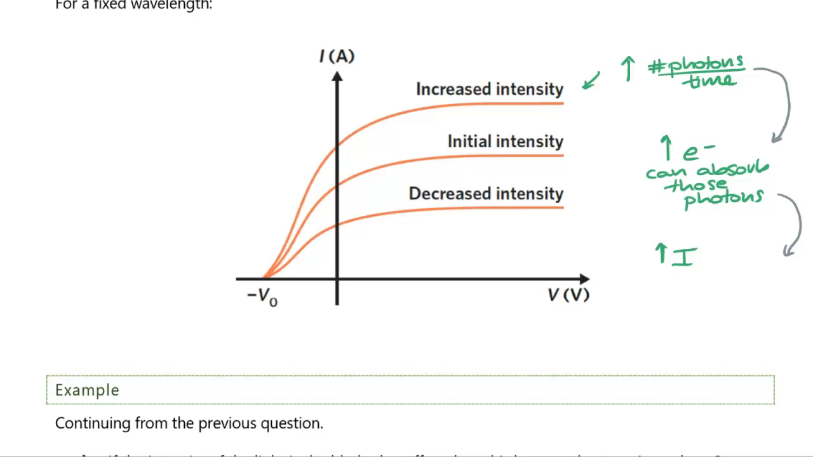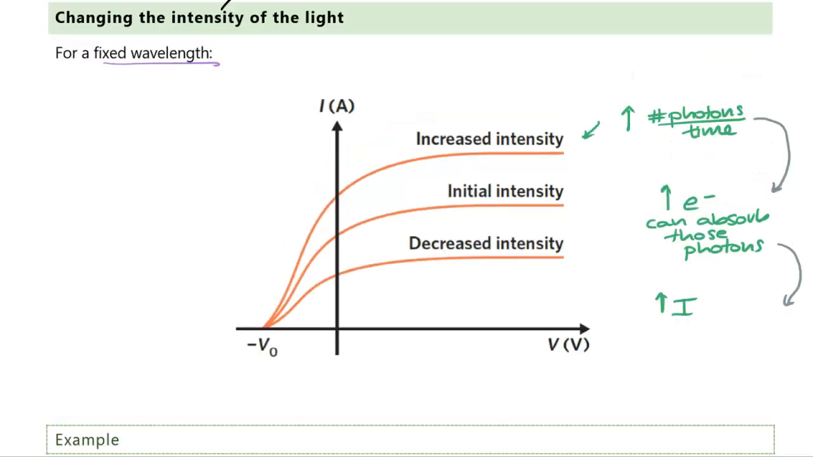The reason that doesn't change, the stopping voltage, or the reverse voltage required to stop even the most energetic electrons, for a fixed wavelength, and therefore fixed frequency, the energy that each of these photons is imparting is the same. So each of these electrons has the same energy available. So it's not going to change the reverse voltage needed to stop those electrons traversing that gap.